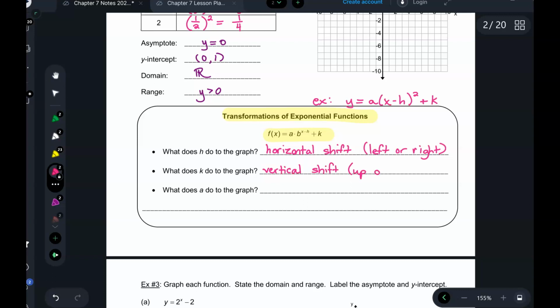So that makes it go up or down. What about a? It goes positive or negative. So we would have a vertical stretch. But more importantly, what I'm going to be concerned about is what happens when a is less than 0. In other words, when there's a negative in front, what happens to the graph? It's going to be a reflection in the x-axis. So it's going to flip it.